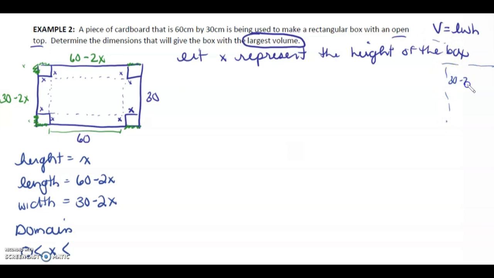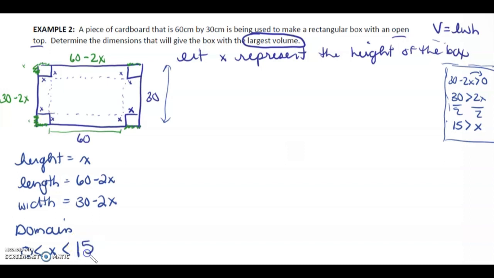Okay, 30 minus 2X has to be greater than 0. So bring that over. 30 has to be greater than 2X. Okay, so X has to be less than 15. If we're cutting out more than 15 centimeters, what's going to happen is we're not going to have enough of a width to cut. And then again, we don't have a box. So it has to be between 0 and 15.